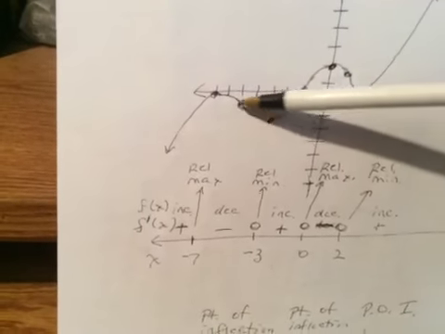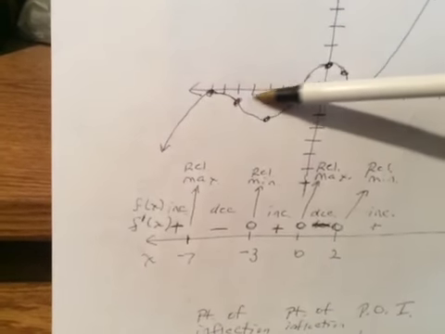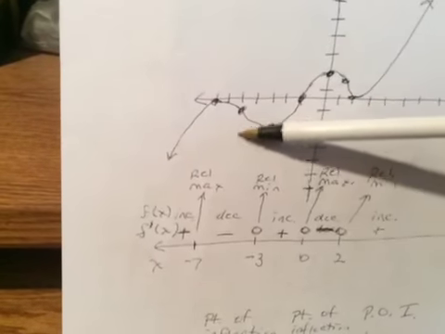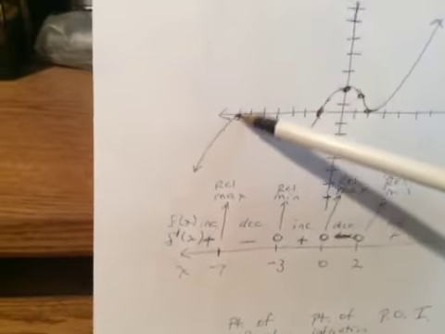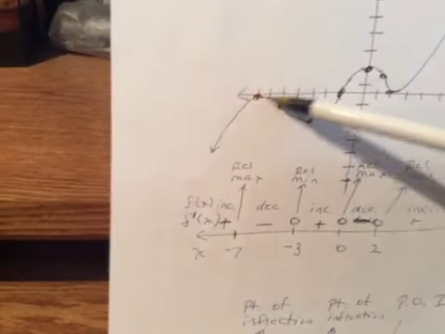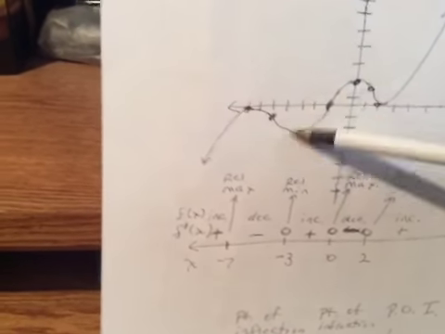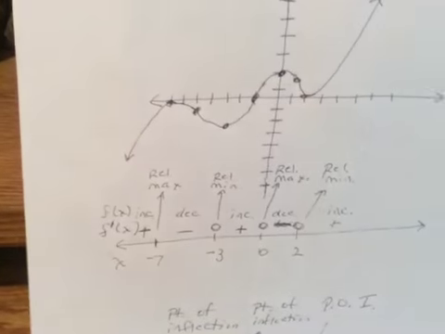Same down here. Functional values are equal. Slope of the secant line is 0. Somewhere in between, at least one slope of the tangent line has to be 0. You could even take it from here to here, and actually, there are 2 places then where the slope of the tangent line is 0.